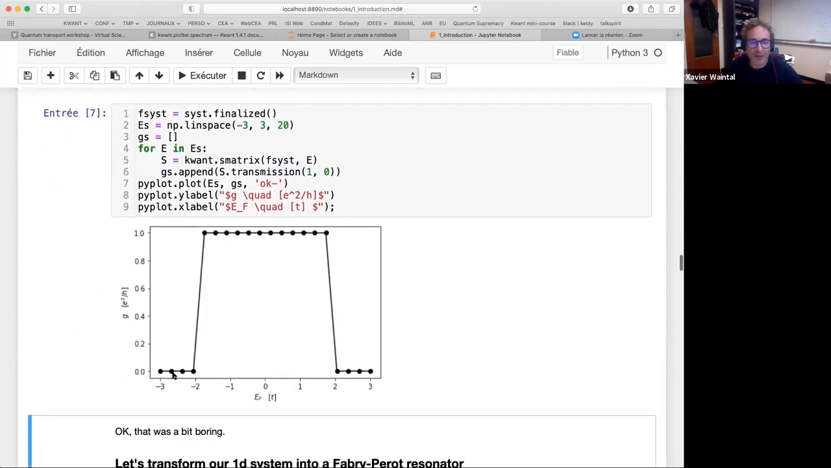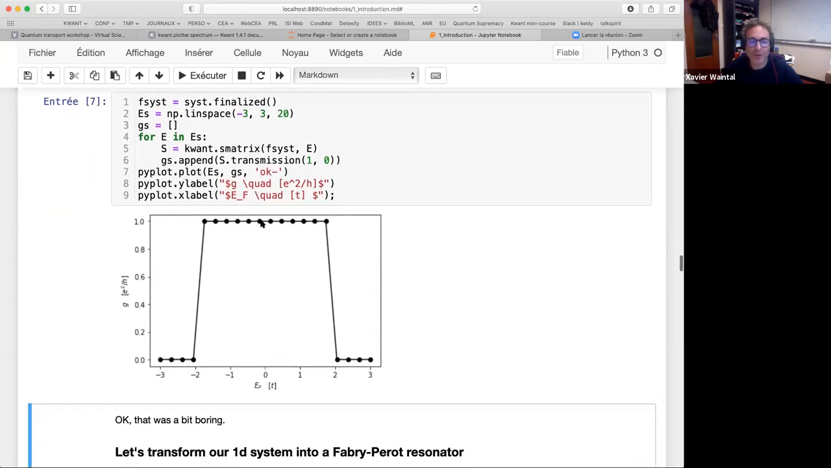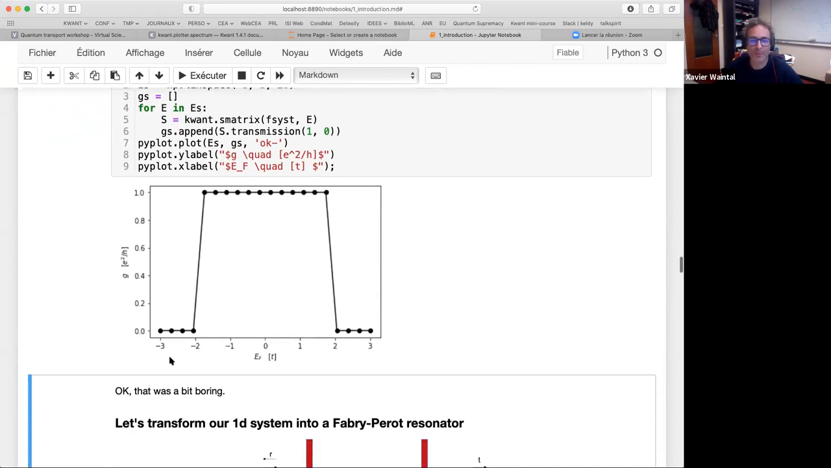And this is the result, and it's very boring. I agree with you. The conductance is 0 because initially you are outside of the band, so you have no propagating channel. And then eventually it goes to 1 when you have one propagating channel, and then 0. That's because I didn't put any potential so far. So really the system is invariant by translation. It's a ballistic system. So if there is a mode, it's perfectly transmitted. And if the mode is closed, there is no conductance.